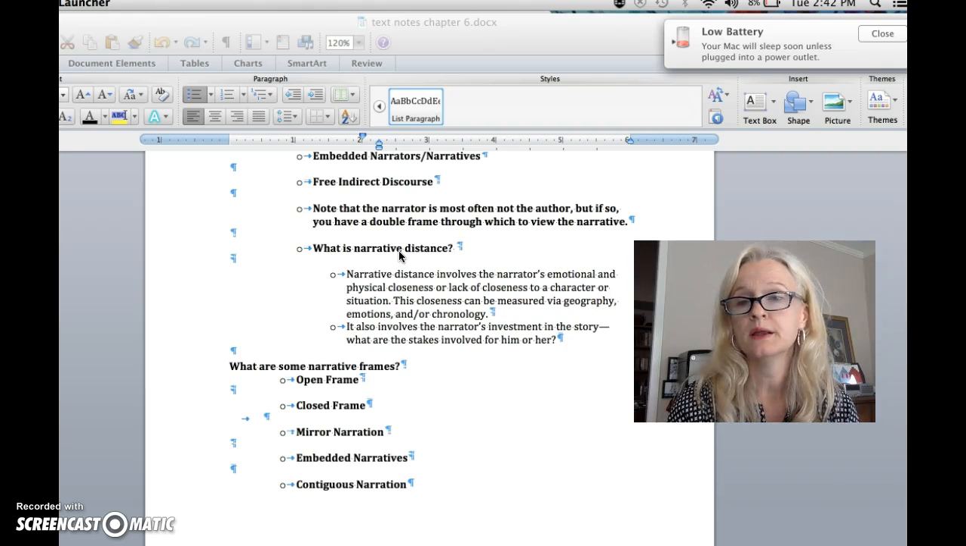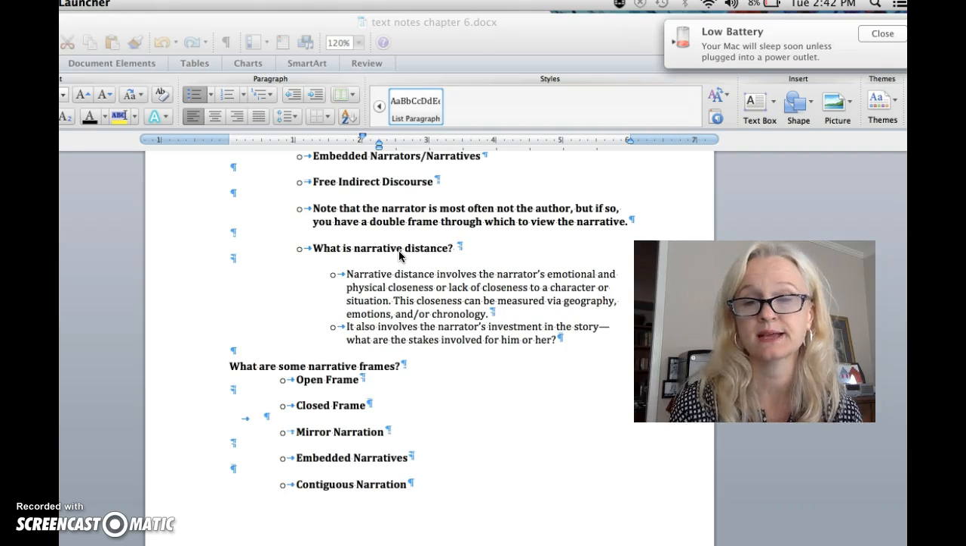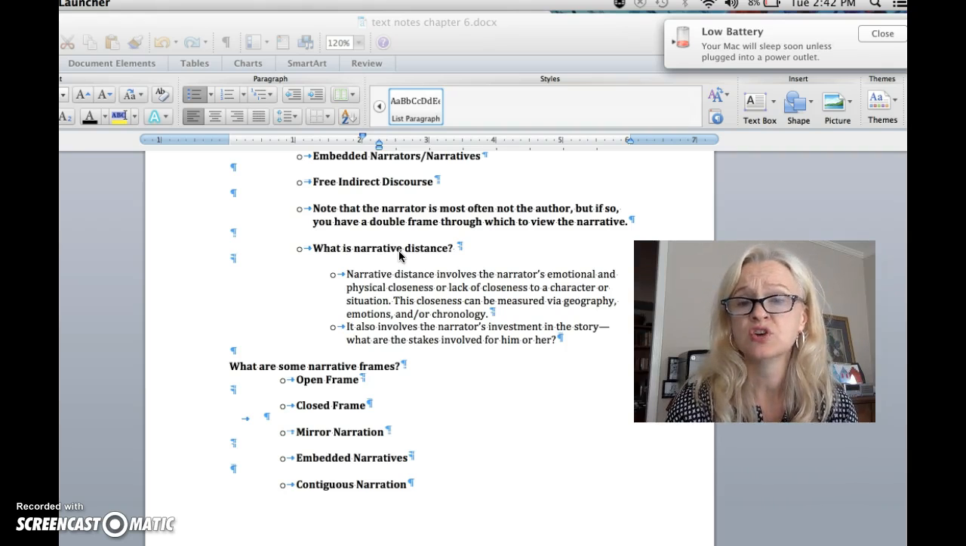Well, a narrator is related to his text. You have to position the narrator in relationship to the text, and you want to figure how geographically, how emotionally, how physically close the narrator is to the text.